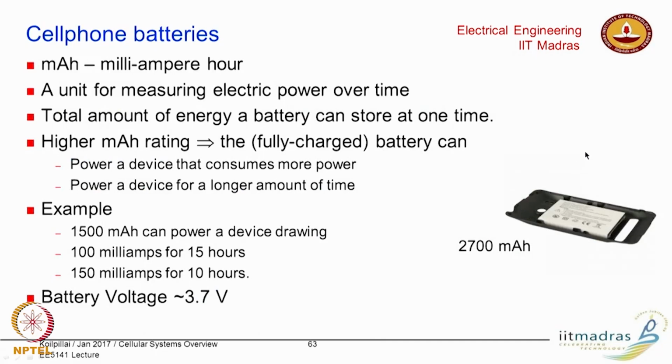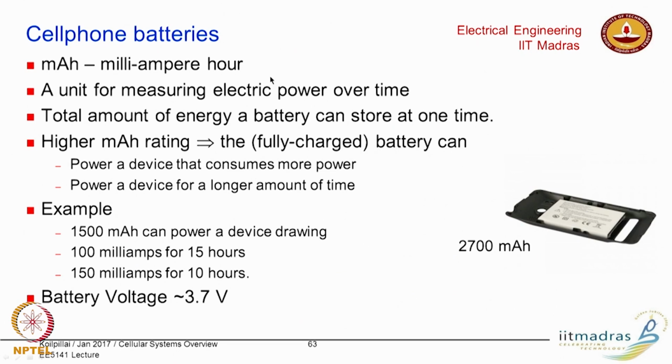Batteries are characterized by means of a parameter called milliampere hour, and not by coulombs or by the charge it holds. That's because the battery voltage is standardized. So 3.7 volts is standard. So whatever amperes you can draw at 3.7 volts for the number of hours, that gives you the charge that your battery holds.